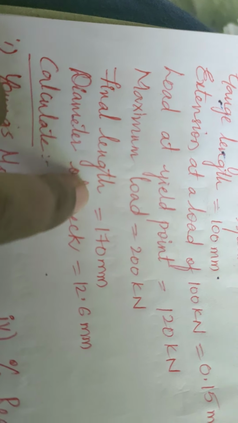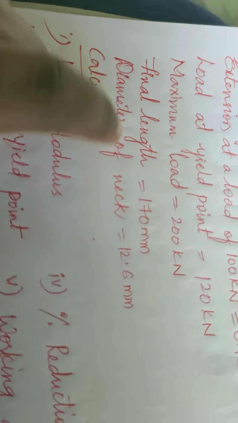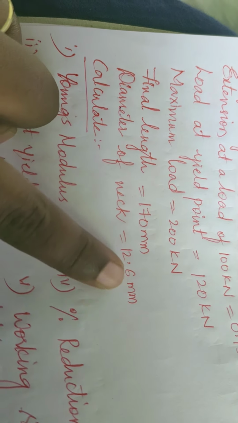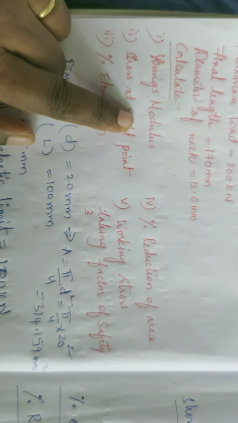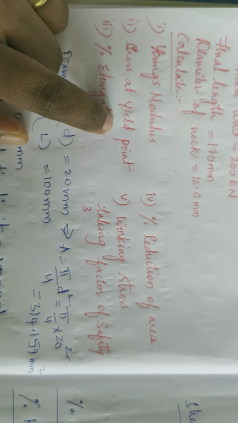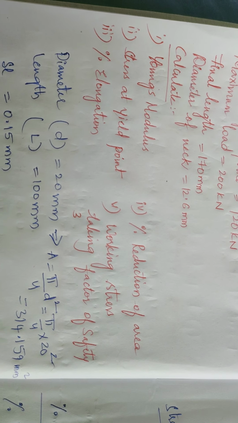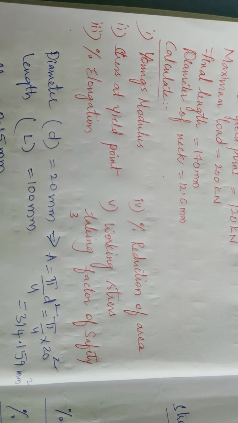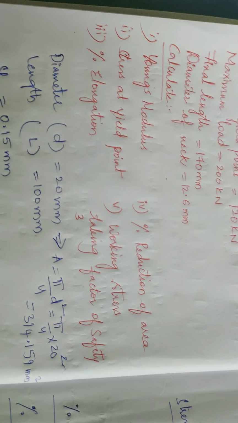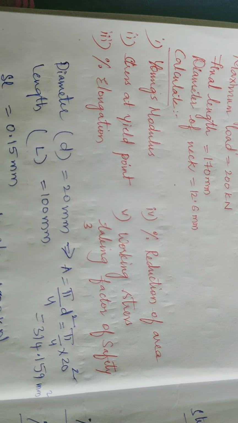Next is maximum load. So maximum load is simply 200 kilonewtons. Next is final length. It is 170 mm. Next, diameter of the neck is 12.6 mm. So from this we have to calculate Young's modulus, stress at yield point, percentage elongation, and reduction in area, and working stress by taking a factor of safety of 3.